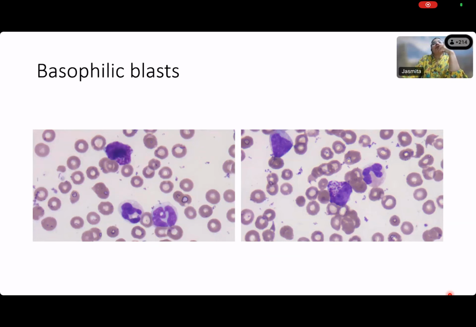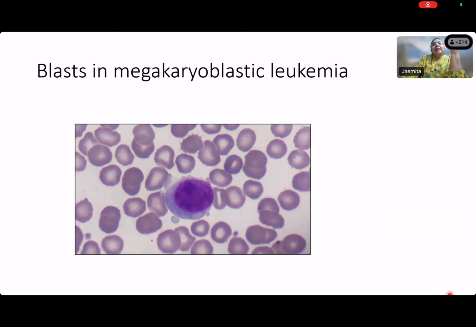And you can clearly see the difference in the chromatin. So in megakaryoblastic leukemia, your blasts may have blebs, and these are the blebs that can happen. This is almost like platelets budding out of the blasts.